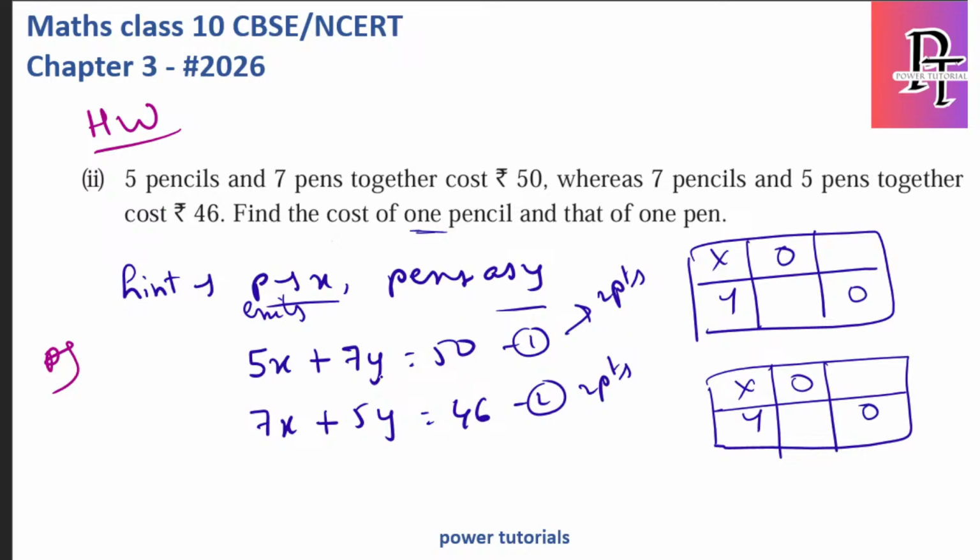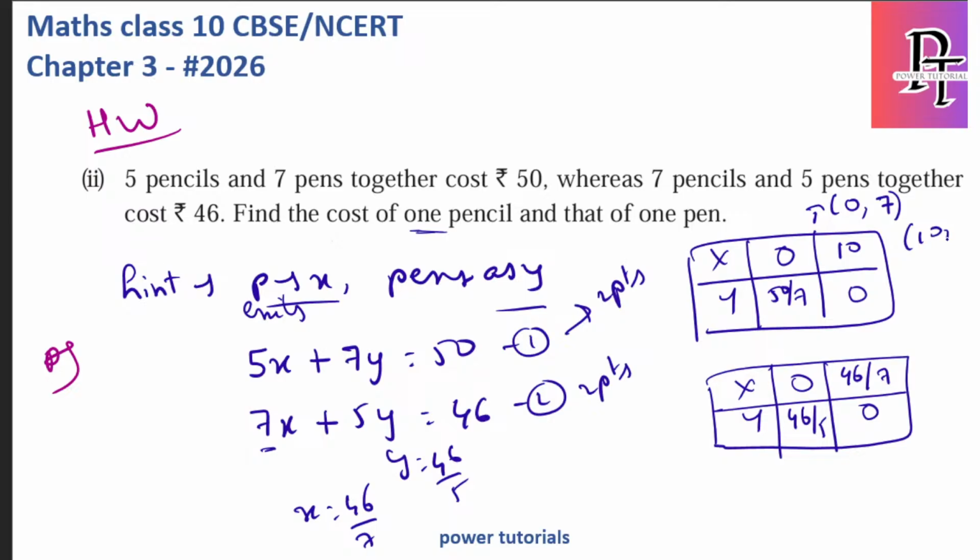This is an easy trick. If x is 0, then y becomes 50 by 7. If y is 0, x becomes 10. What about the second equation? If x is 0, then y becomes 46 by 5. If y is 0, then x becomes 46 by 7. Okay, so in the graph sheet, mark the first point as 0, 50 by 7, which is something like 7 only, because 49 by 7 is 7. And the second point 10, 0, and this point 46 by 7.